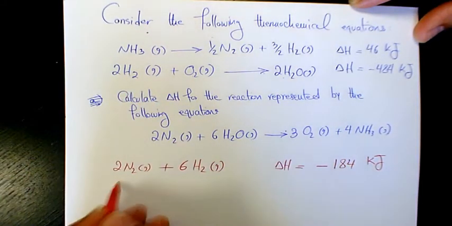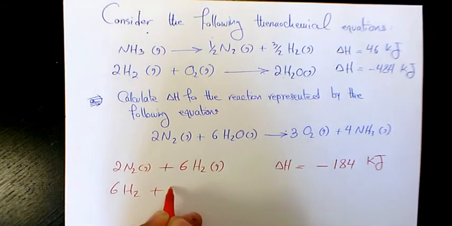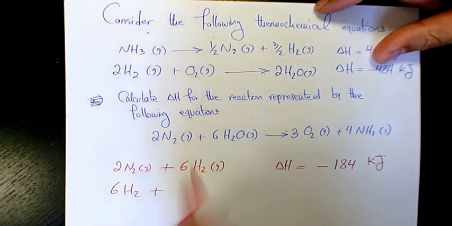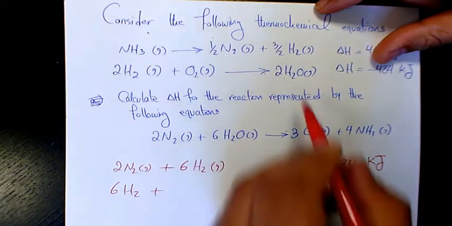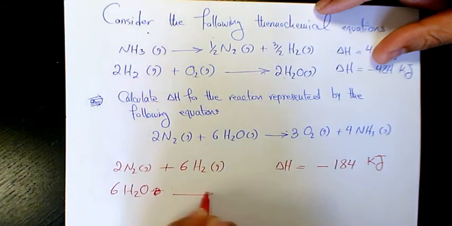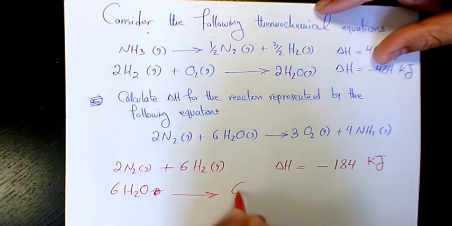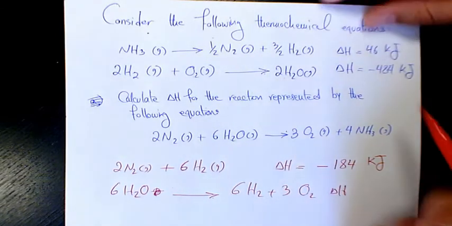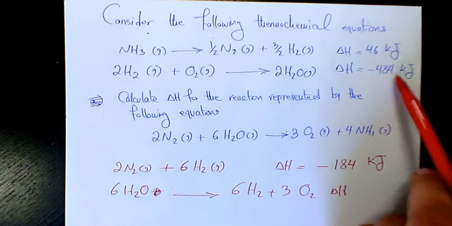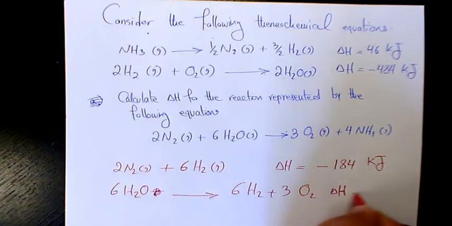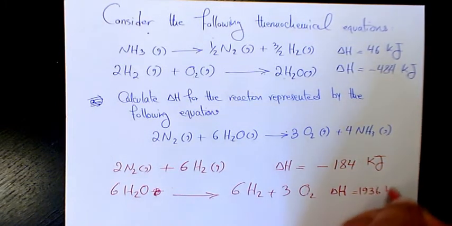So that's going to be 6H2 plus, we needed to reverse it as well. So I'm going to write it from here. 6H2O gives us 6H2 plus 3O2, and delta H is negative 484 times negative 3. 484 times 3 is going to be 1936 kilojoules.